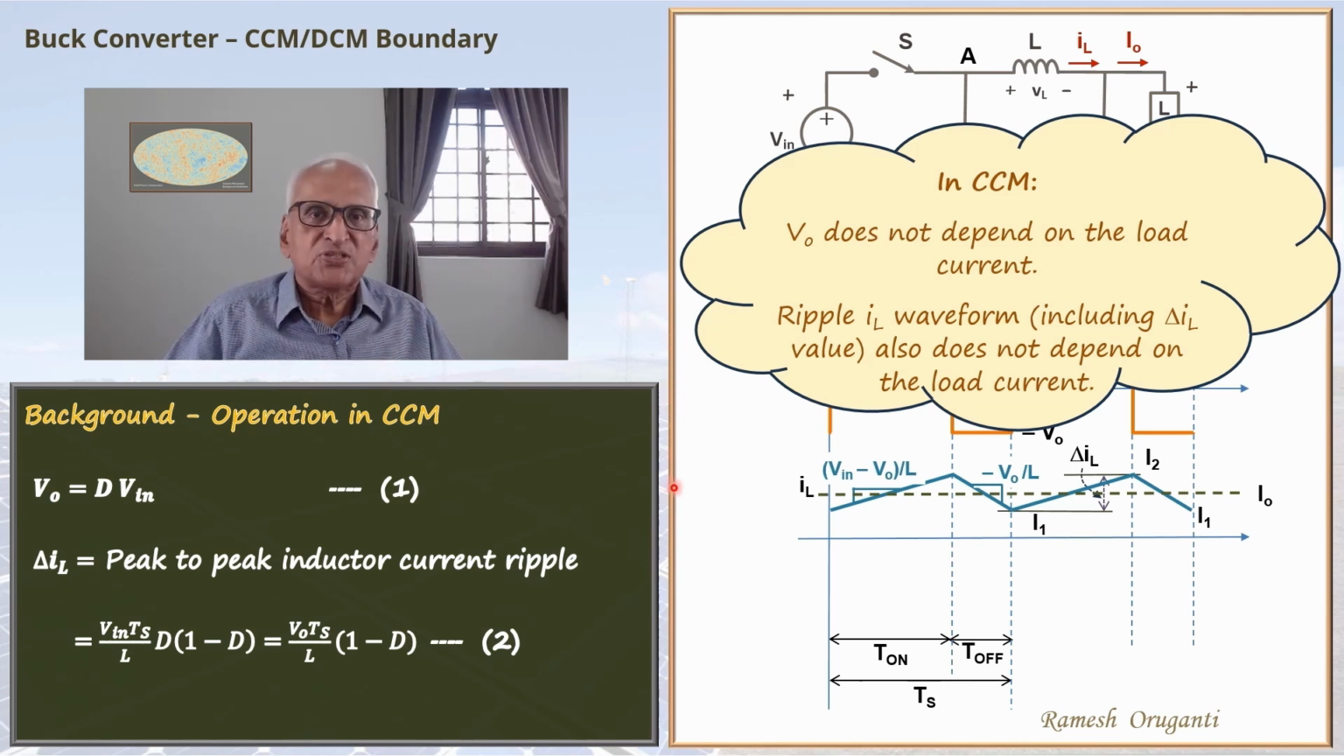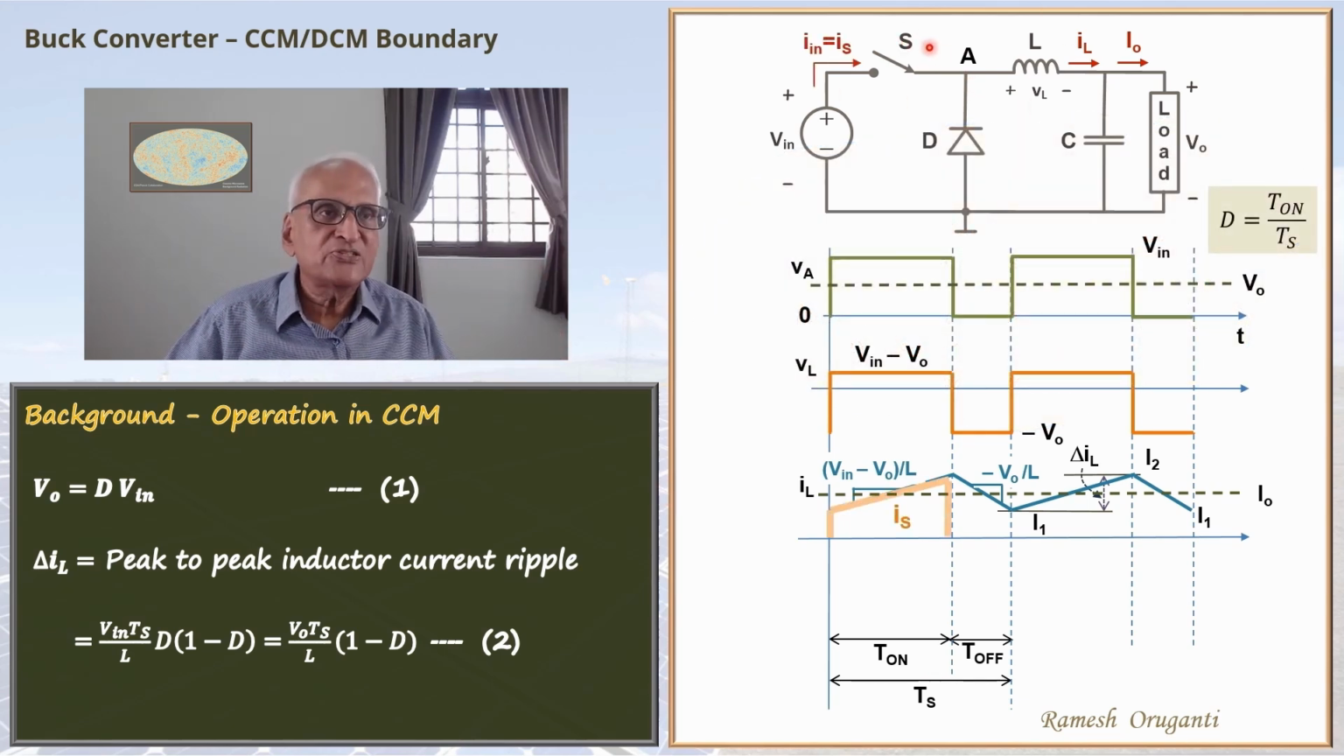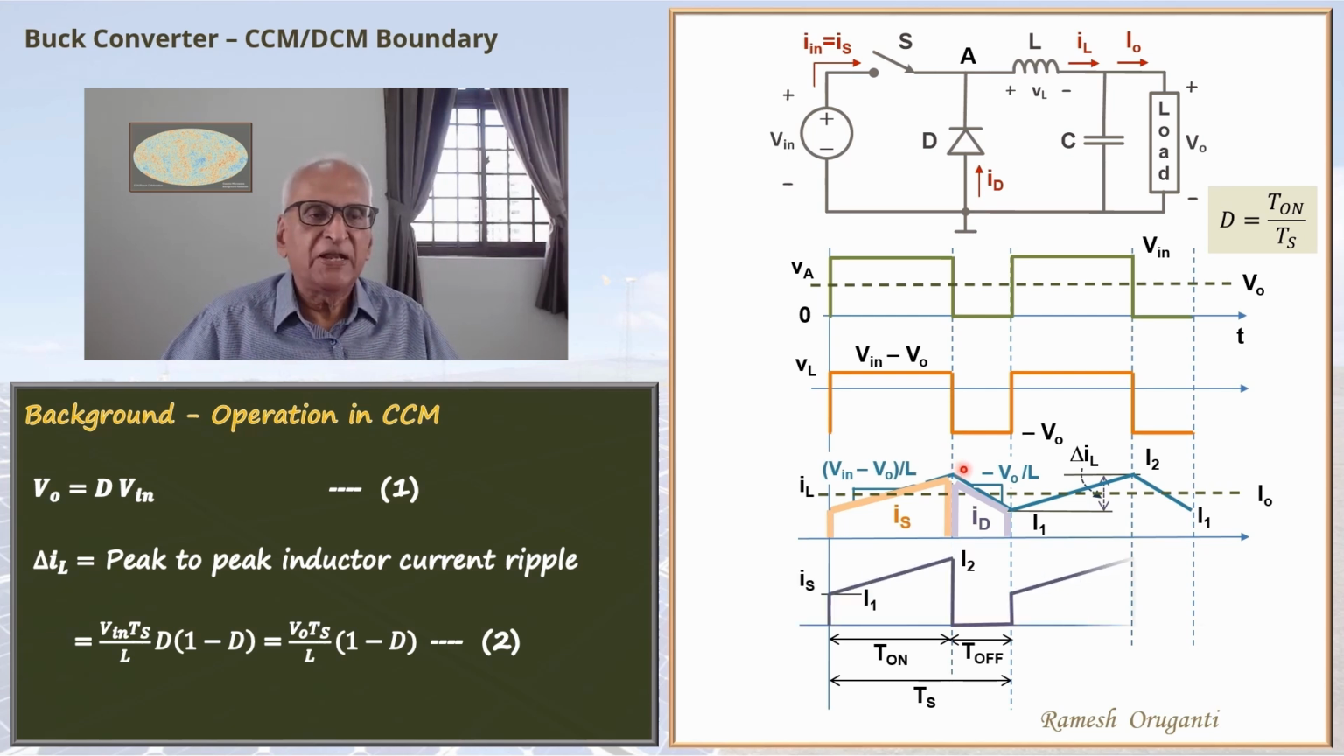Now, when the switch is on, the inductor current flows through the switch. When the switch is off, the current freewheels through the diode, so the inductor current flows through the diode. So this part of the inductor current is the switch current. This part of the inductor current is the diode current. I will just plot the switch current here just to show how it can be done. So this is the switch current. We are just taking that part of the inductor current and drawing it separately.